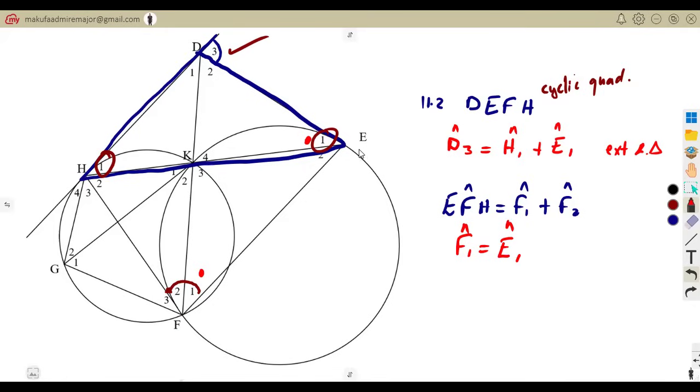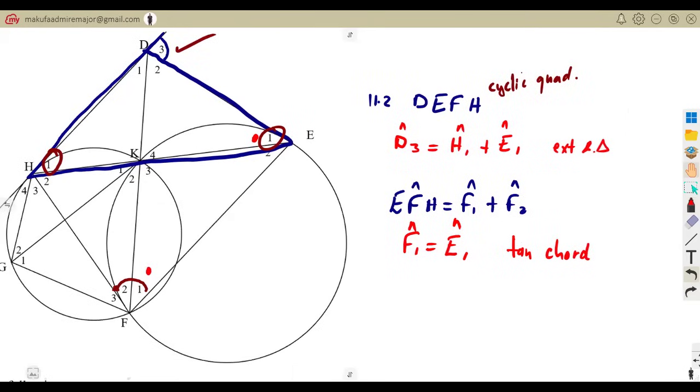The angle between a tangent and a chord is equal to the angle in the alternate segment. That's our tan chord theorem in short. So you talk of what? The tan chord theorem there. All right. We are left with what? F2. What about angle F2?